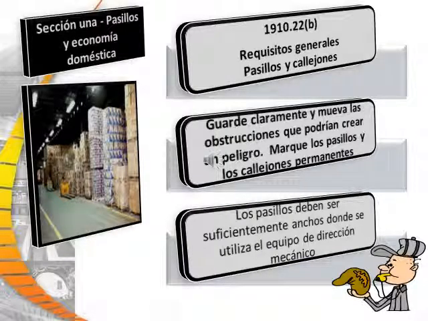.22(b) states general requirements for aisles and passageways, which are meant to keep clear and remove obstructions that could create a hazard. Mark permanent aisles and passageways, and aisles must be sufficiently wide where mechanical handling equipment is used.